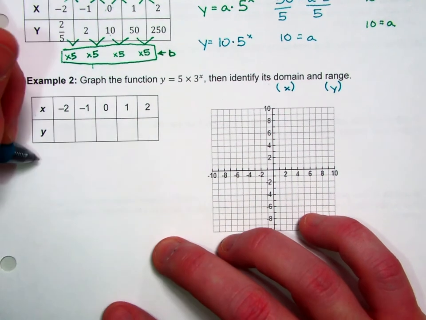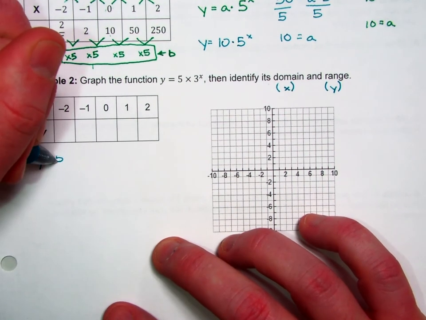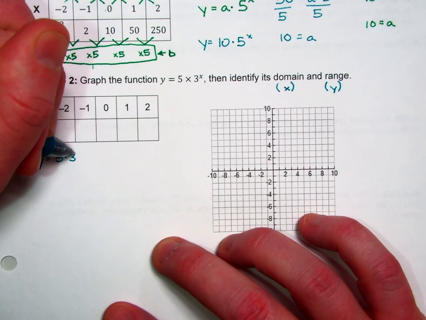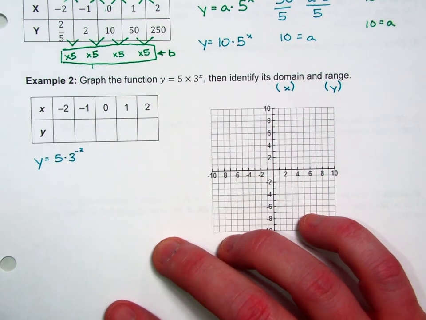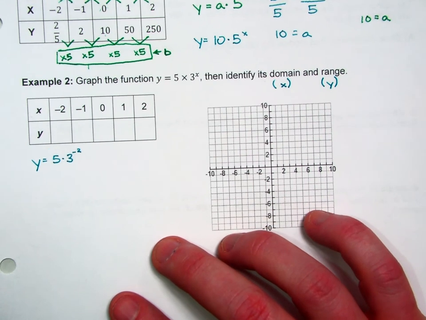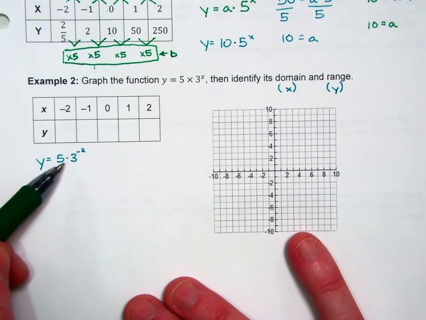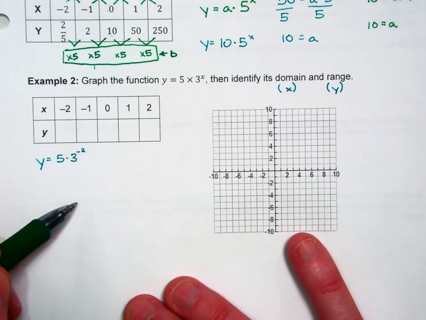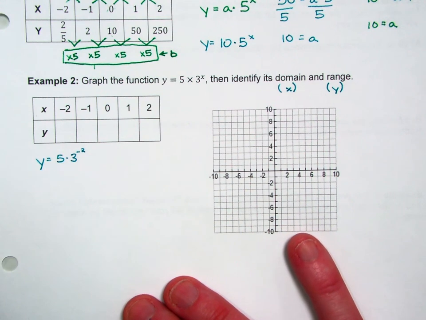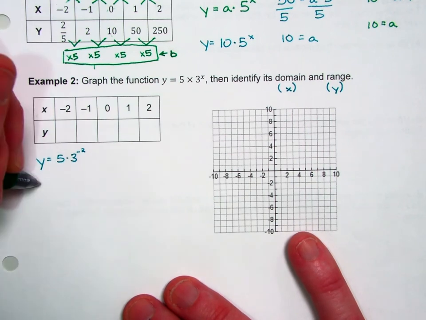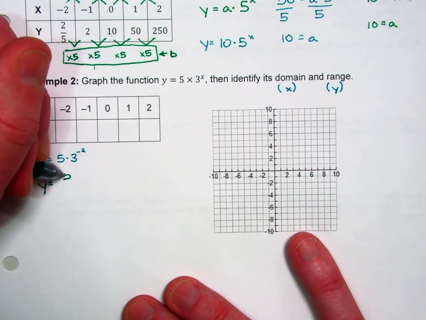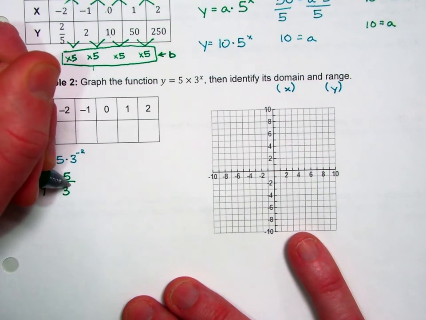Plug in -2. We have y equals 5 times 3 to the -2nd power. Now, again, the reason that we just did unit number 7, which was all of our exponent properties, is so we know how to deal with negative exponents. And we said that we can deal with negative exponents by taking any negative exponent and flipping it. If it's on the top of the fraction, move it to the bottom. If it's on the bottom of the fraction, you move it to the top. In this case, it's on the top of the fraction, so let's move it to the bottom. So this now would become y equals 5 over 3 to the +2 power.